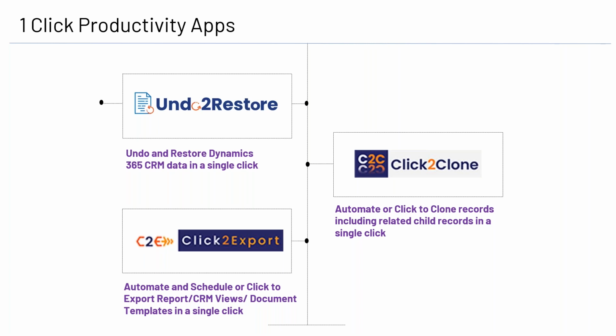The next is Click to Clone. We can automate, or we can just simply click to clone the records, including the related child records, in a single click. And finally, we have Click to Export. Automate and schedule, or just click to export the reports, CRM views, and document templates in a single click.